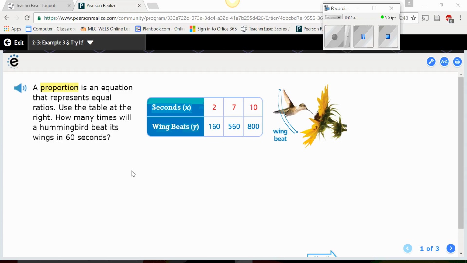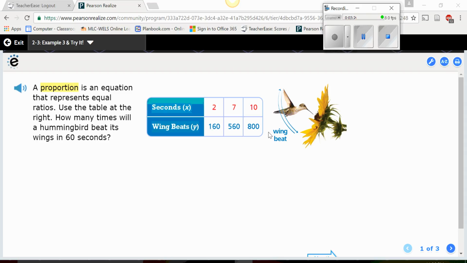All right, then example 3 starts us off with our definition of a proportion: an equation that represents equal ratios, so that equal comparison. And we can see on the right that we have a table that's been developed that shows us the beats of the wings of a hummingbird in these different time increments. So in 2 seconds it's that, 7, and it continues on.